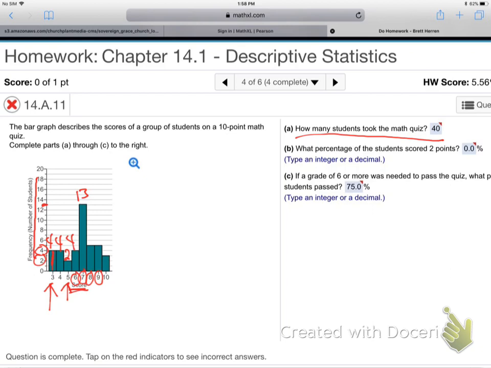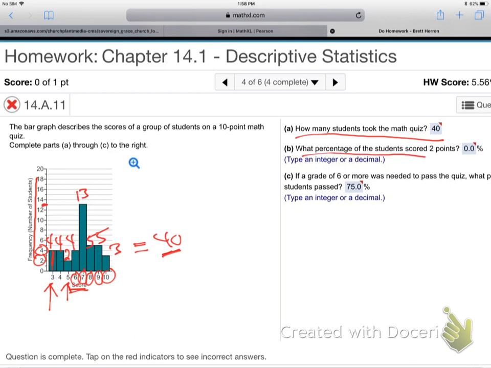5. Looks like 5, huh? Yeah, looks like it to me too. 5, 5. And how many got a 10? Perfect score? Yeah, it looks like 3, doesn't it? So just add those up. If you just add those up, I guess you get 40. 40 total students in the class. Does that make sense? The heights of the bars is how many students.